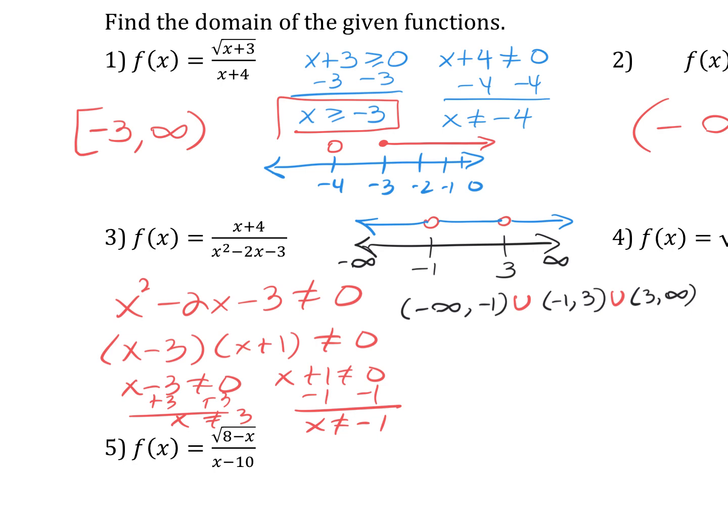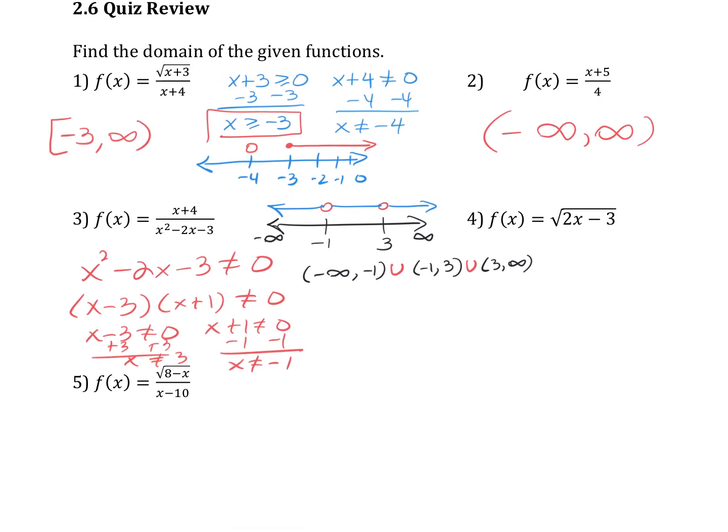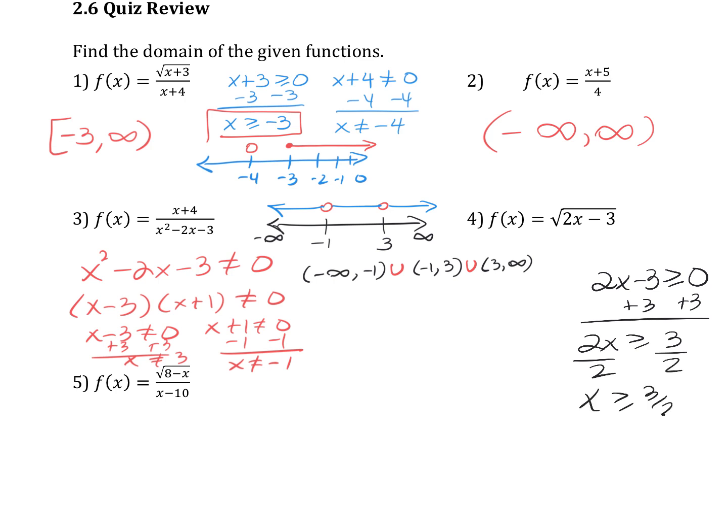For number 4, it's not a fraction, it's just a radical. So remember, we only want positive values. So 2x minus 3 must be greater than or equal to 0. Add 3. 2x is greater than or equal to 3. Divide by 2. And x is greater than or equal to 3 over 2. So again, on your number line, 3 over 2 is here, which is like 1.5. But it'll be a closed circle going to infinity. So this will be a bracket, 3 over 2 to infinity.